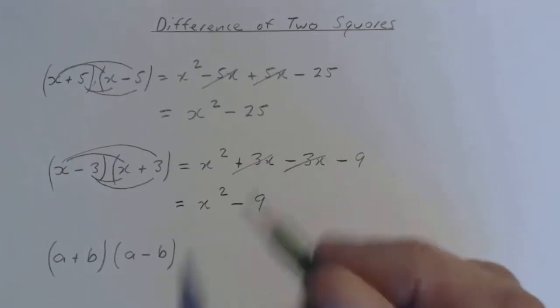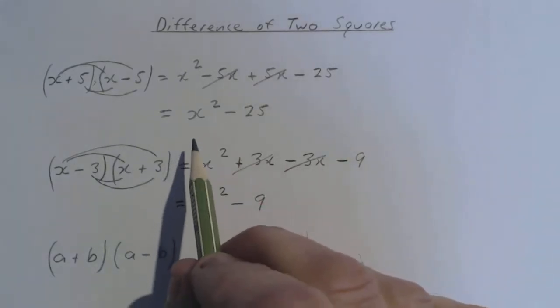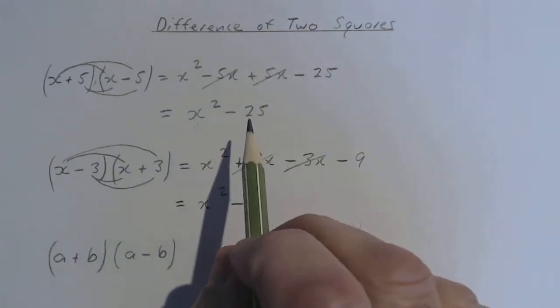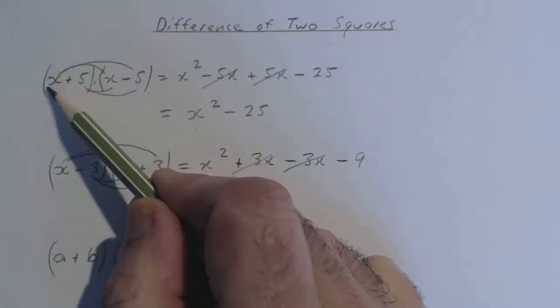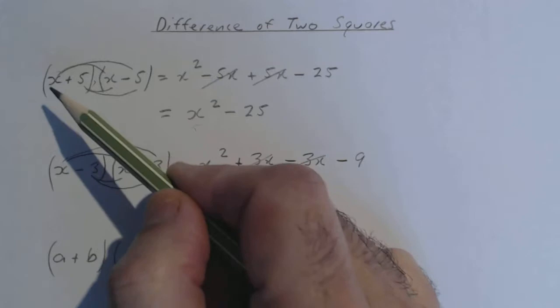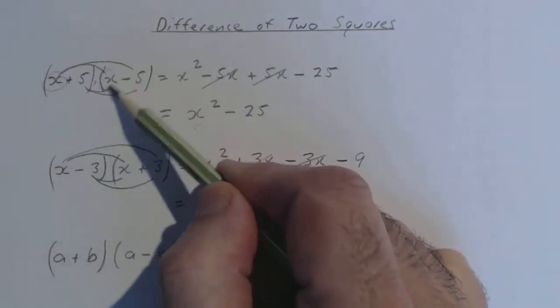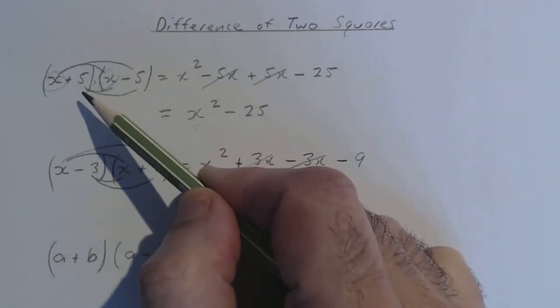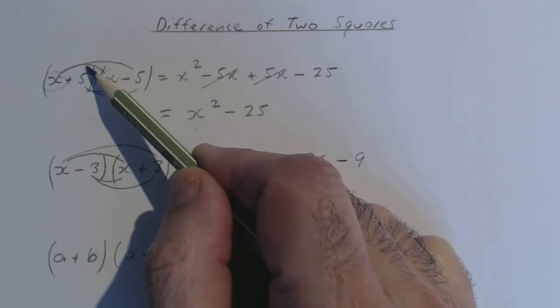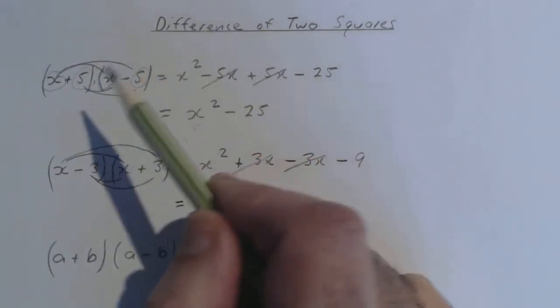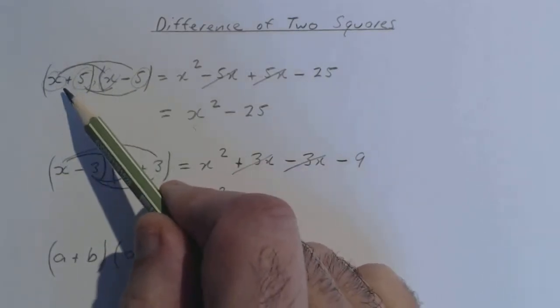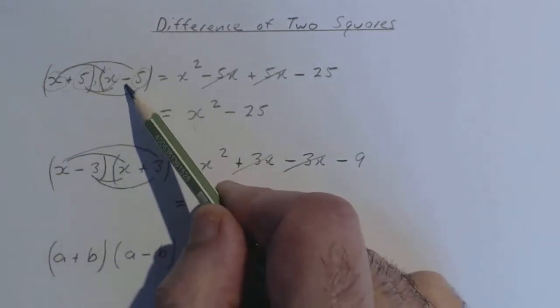Now can we use a shorter method to get our expanded expression? If you have a look here, you'll notice the first two terms in each of the brackets are the same, x, x. And the last two terms are the same in as far as we have 5, 5. But the signs are different. Here we have a plus, here we have a minus.